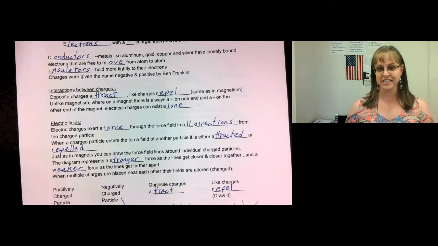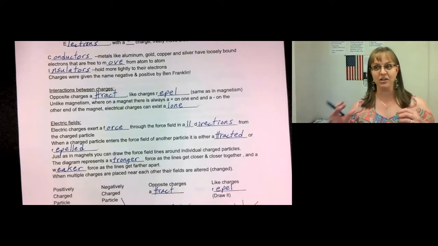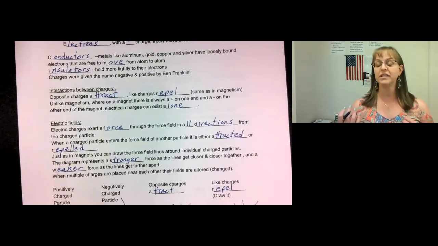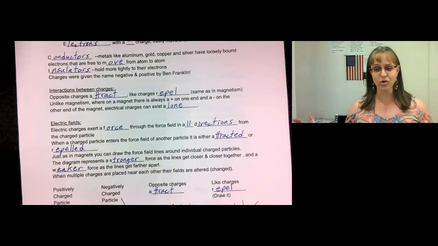Now, in magnetism, you've always got to have a north pole and a south pole. You can never have just one of them alone on a magnet. They always come together. However, with electricity, electrical charges can exist alone. You can have just a negative without the positive. Yes, the positive will be somewhere in the world, but it doesn't have to be right there with the negative.